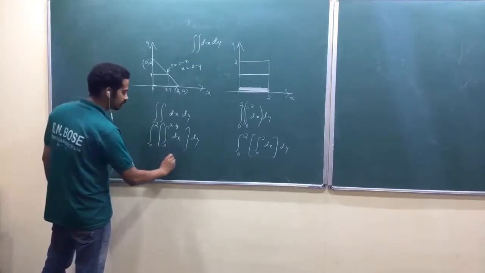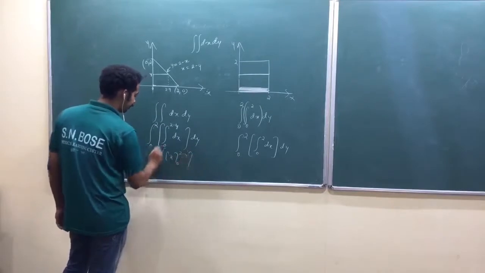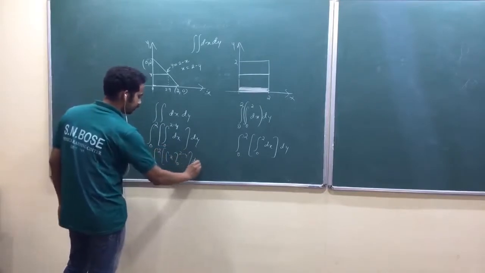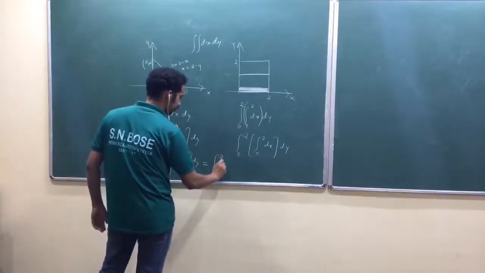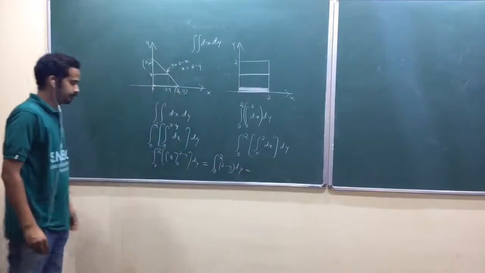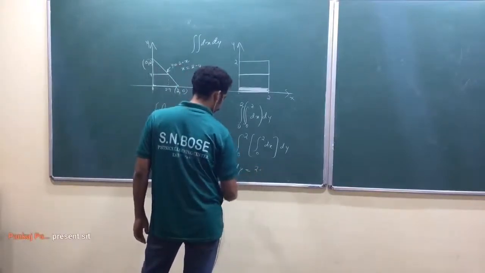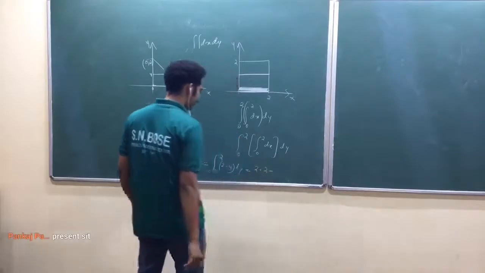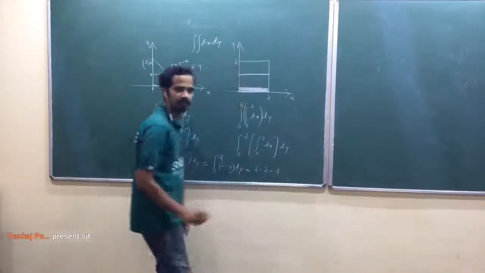So dx integral answer is x running from 0 to 2 minus y. Am I right? 0 to 2 dy. What is this one? So 2 minus y, 0 to 2, 2 minus y dy. Am I right? So find this one answer. So 2 into, I think, dy, 2 minus y square by 2, y square 4, 0? No.